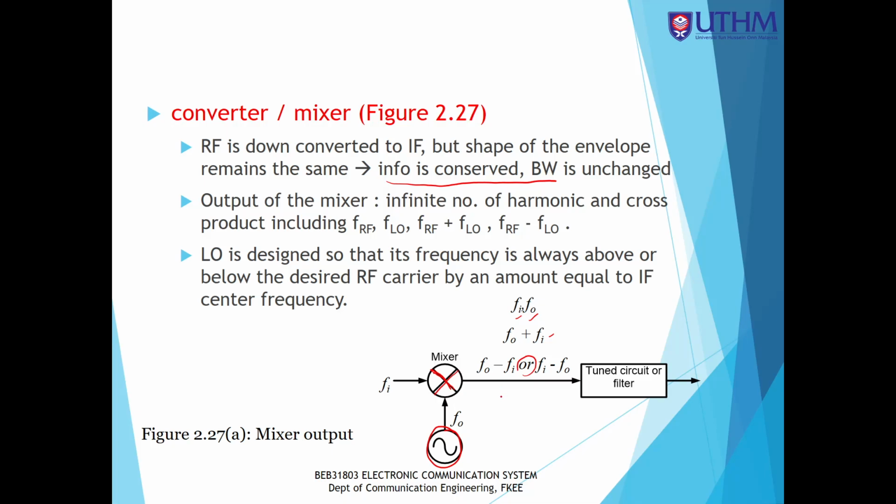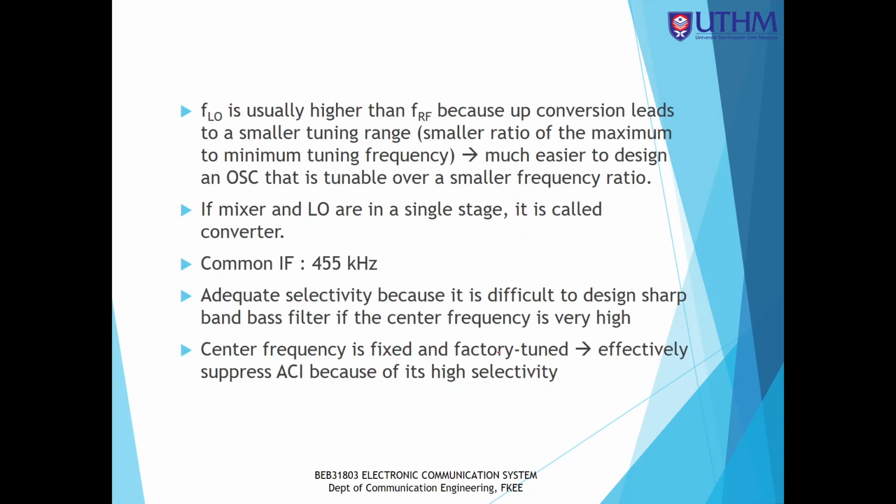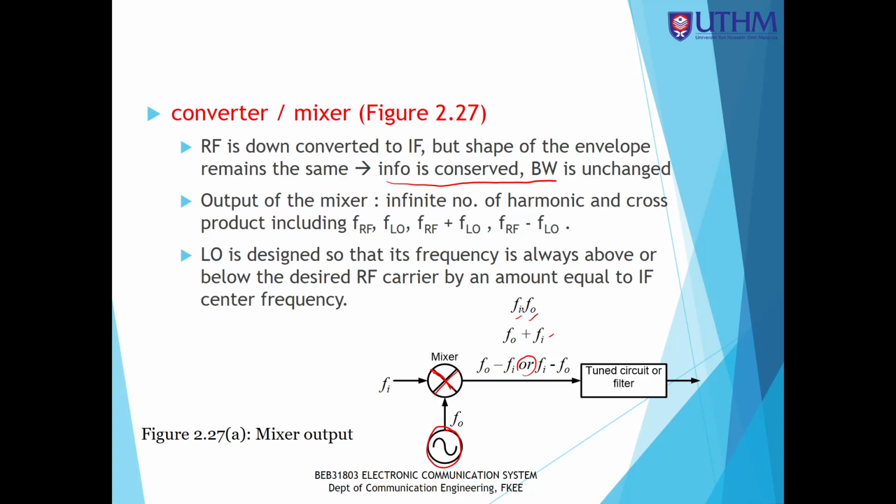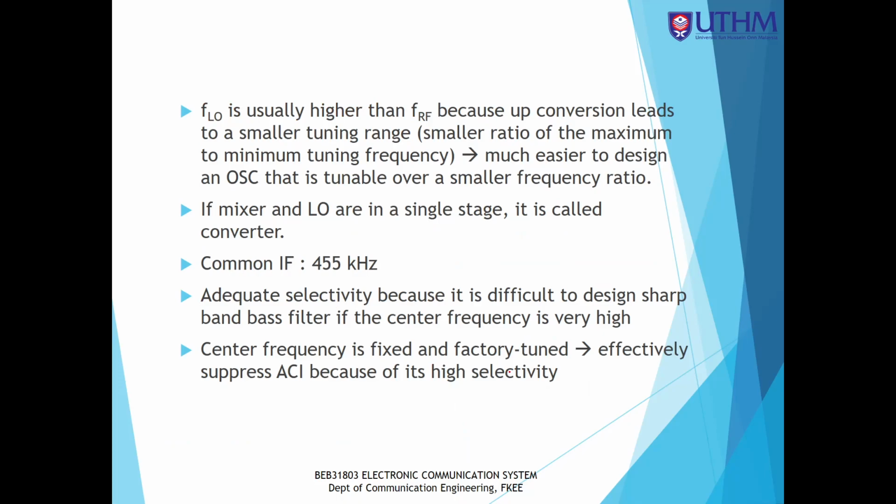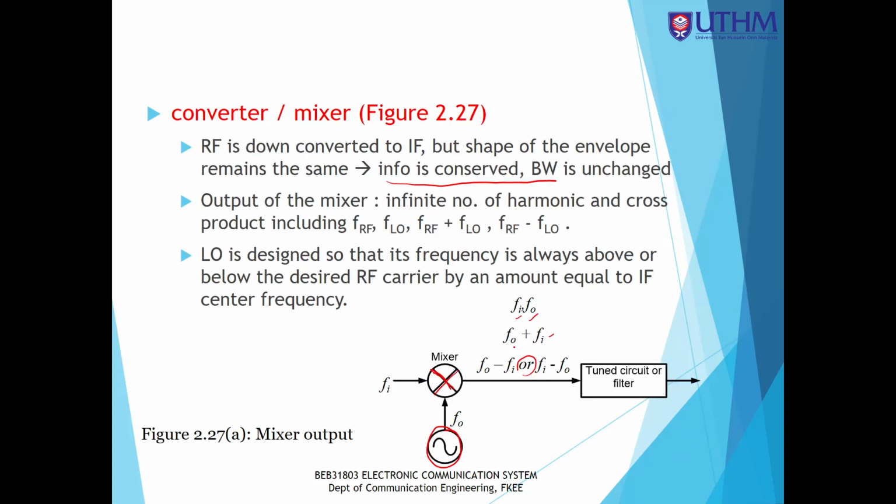Why or here? Because we want to make sure that the frequency is positive. So if the local oscillator frequency is higher, we need to use Fo minus Fi, or Fi minus Fo if the input frequency is larger than the local oscillator frequency. And after that we can use a filter to select whichever one we like, the upper frequency or the lower frequency side.